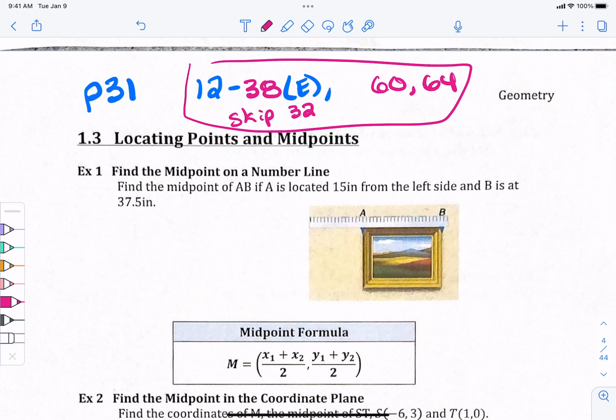There you go. Okay. Locating points and midpoints. Yesterday we did the distance formula. Now we're going to be doing the midpoint. Okay, finding the midpoint. I always say this. You'll hear me say this like 14 bajillion times before the end of this chapter.